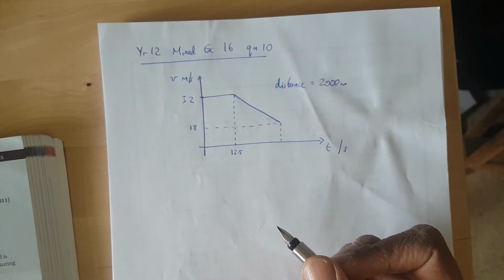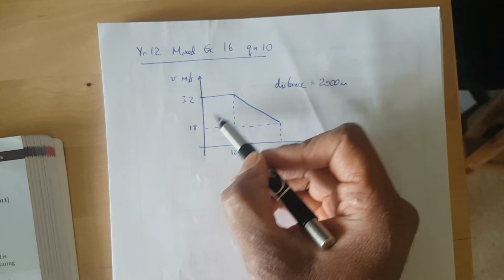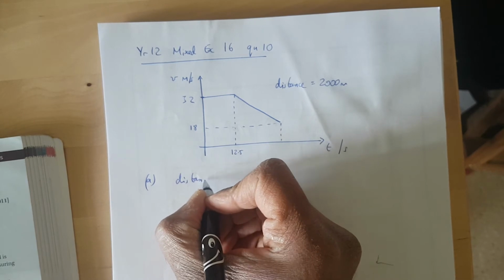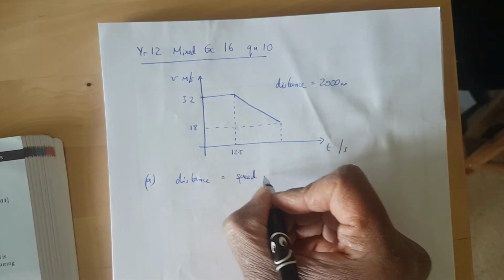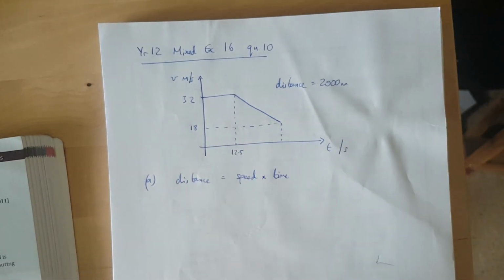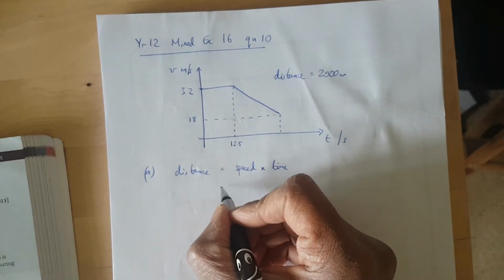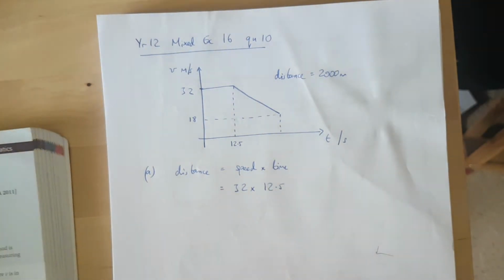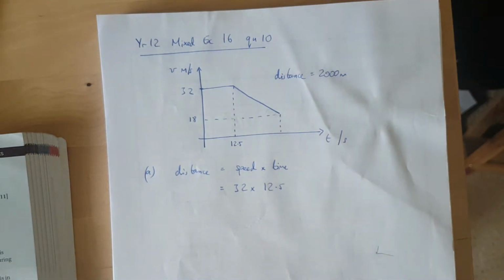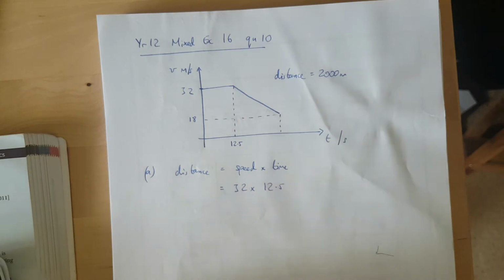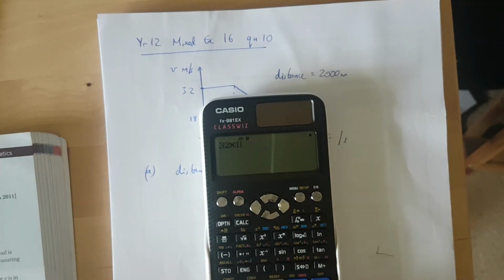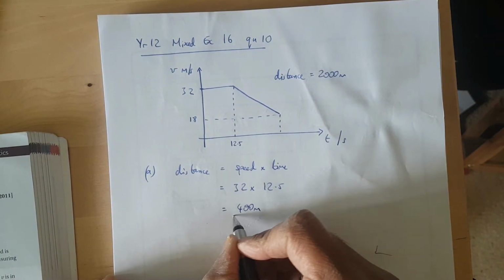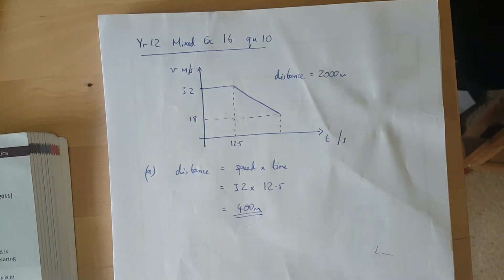Calculate the distance traveled by the car in the first 12.5 seconds. Well, that's just this area under here. So for part A, distance is speed times time, and that comes simply from the fact I have no acceleration. We're told it continues at a constant speed, which is 32 meters a second times 12.5 seconds. 32 times 12.5 gives me 400 meters. So 400 meters is how far it's traveling while it's not decelerating at all.